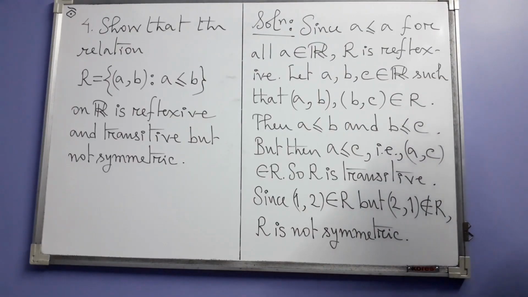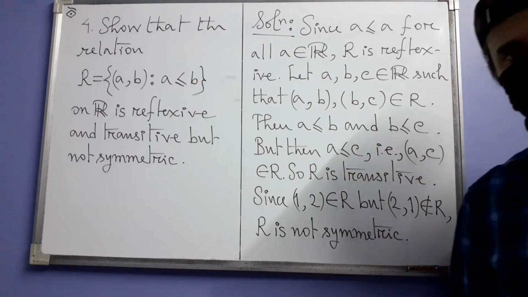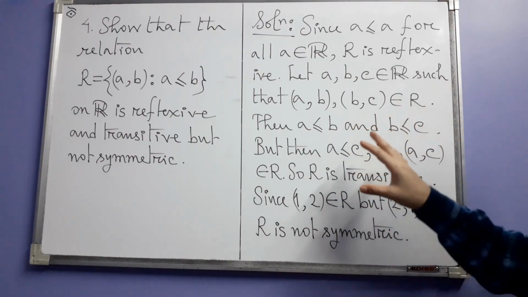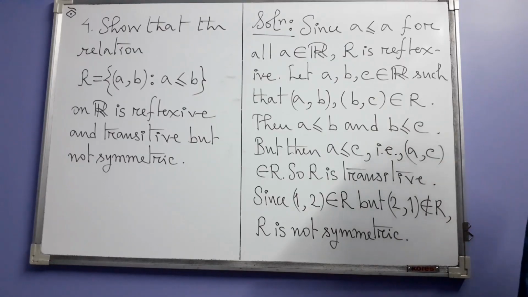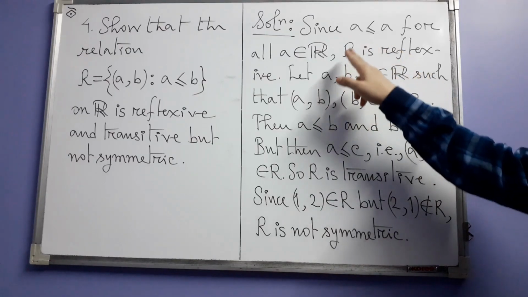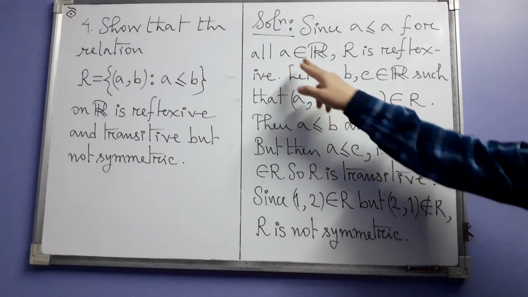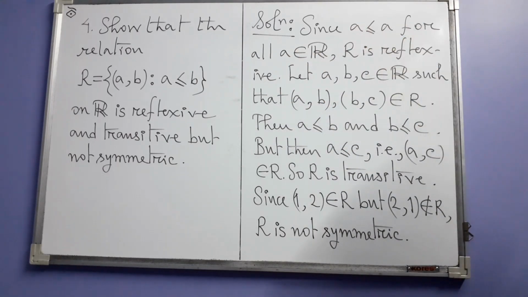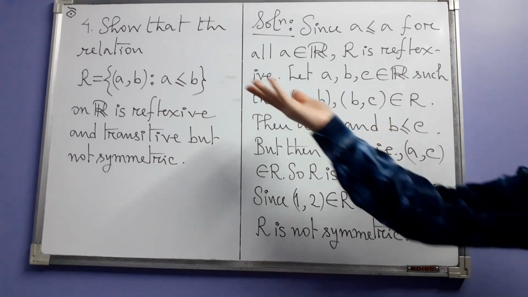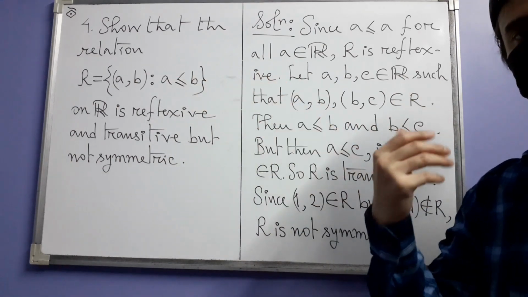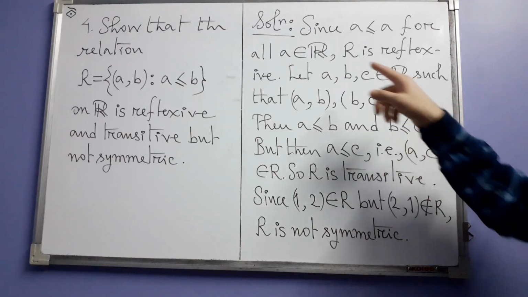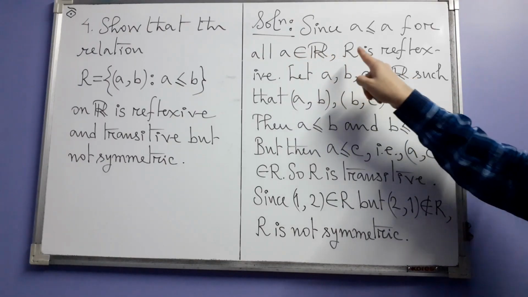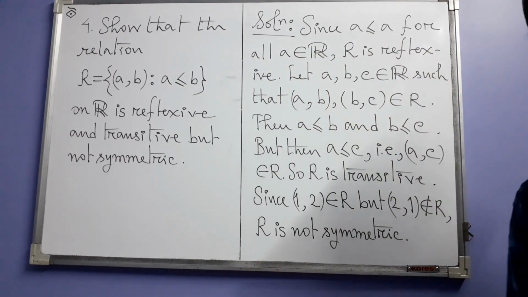The solution. This solution is pretty easy. There is almost nothing to do here. Everything follows from properties of real numbers. First we see reflexivity. So we take any real number a. Obviously a is less than or equal to a. That means (a,a) by the definition of R is an element of R. And this is happening for every a in R, and that is why R is reflexive.